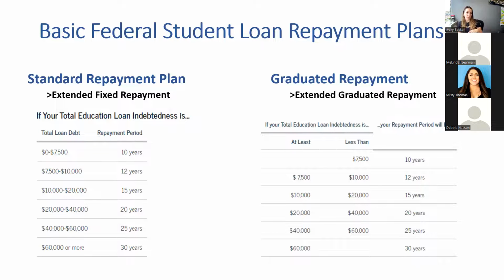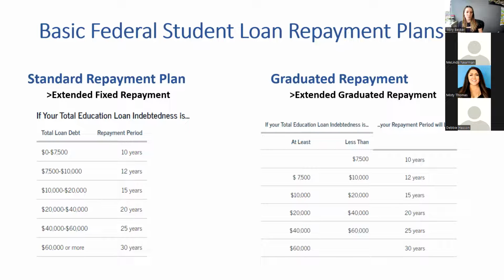You have the option to do what's called an extended fixed repayment, which is really just, exactly as it sounds, where you're extending that term. If you do a consolidation of your loans, you're automatically enrolled in the extended fixed repayment plan. So this chart is showing the differences of what that term would automatically be altered to if you did a consolidation, up to that 30-year time frame.